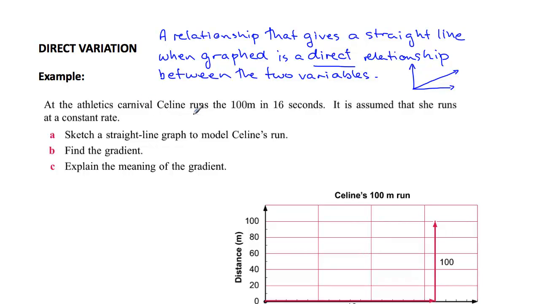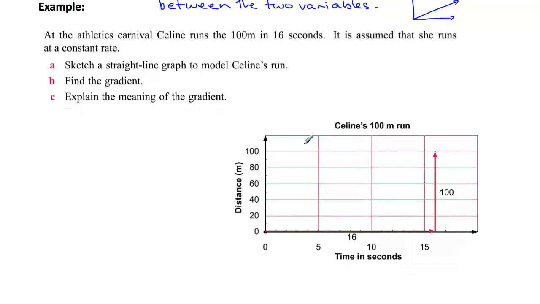At the Athletics Carnival, Celine runs the 100 metres in 16 seconds. It says it is assumed that she runs at a constant rate. Obviously that's not exactly right, because when a person takes off in the run, there'd be some sort of acceleration. But we will assume a constant relationship. The first question is to sketch a straight line graph to model Celine's run. To do this, we're going to use 2 points. That's all we need to draw a straight line.